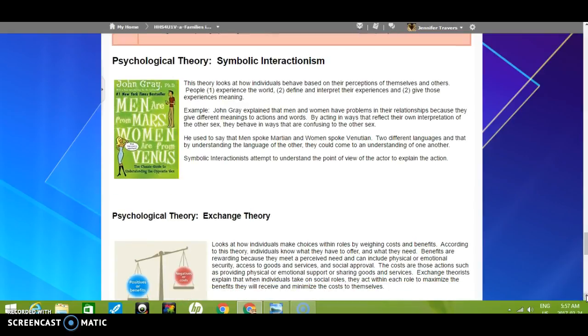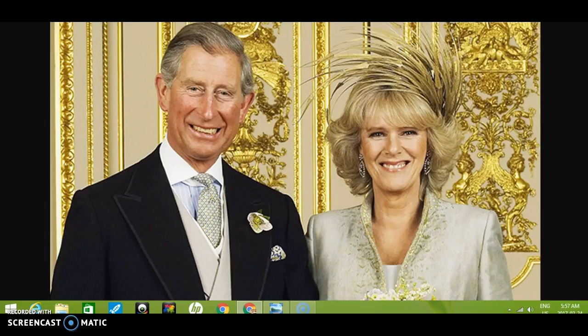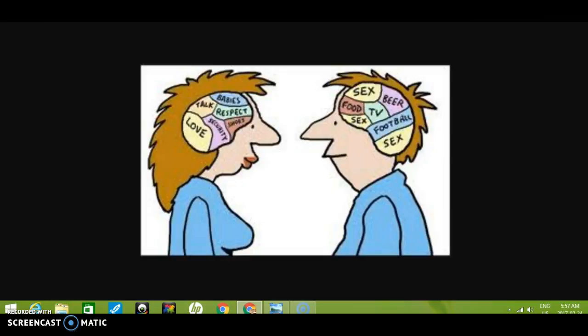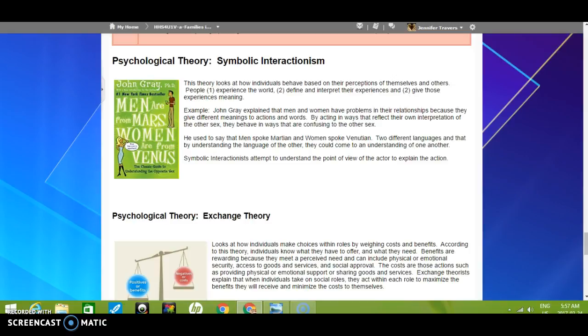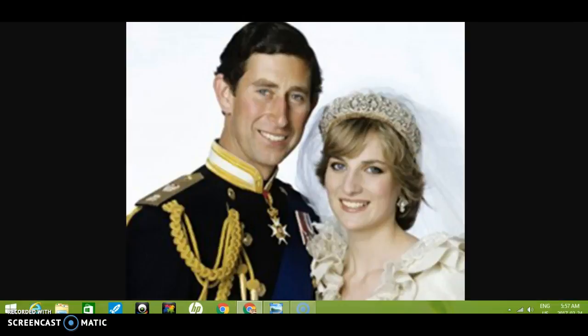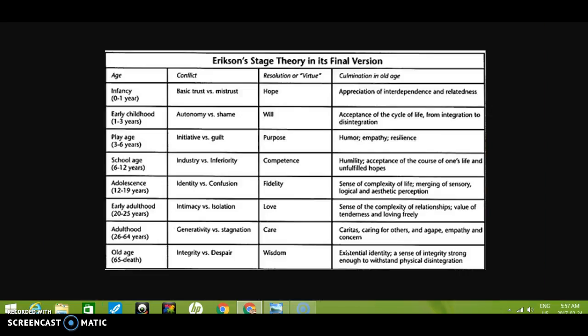In psychology, we have symbolic interactionism. Trying to remember where they are. Maybe not. We do have a picture for that, I know that. Maybe it got closed down.